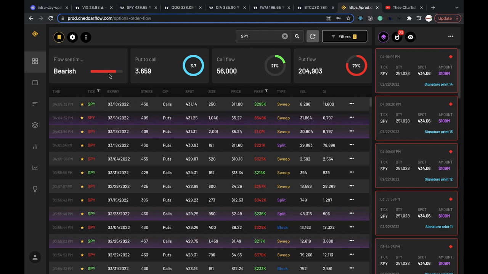You're looking at the flow sentiment, overall bearish, filtered for $200k premiums or above: 79% in the puts, 21% in the calls. So big money is once again bearish. They haven't been wrong lately.